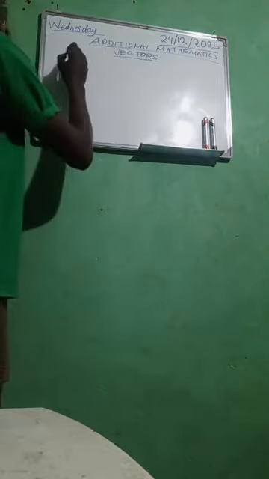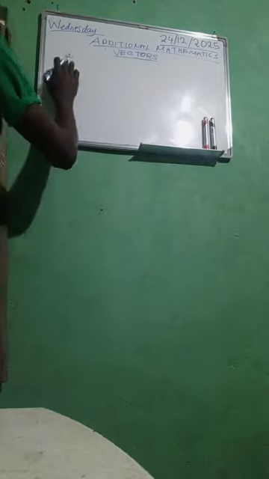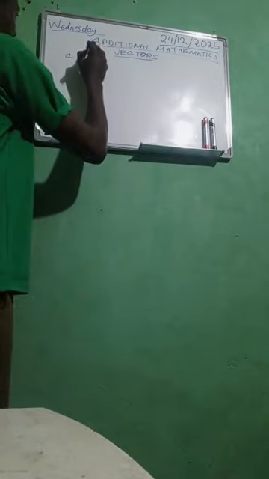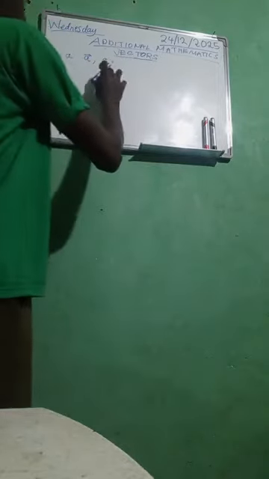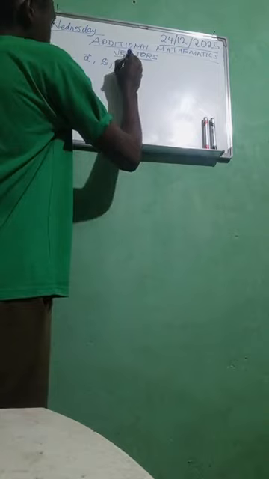Then we have notation of vectors. A vector can be denoted in the following ways. For example, we can have letter A. But for this letter A to become a vector, we can put an arrow just on top of letter A. It means letter A is now a vector. We can write it like this. We can also use the bolded format of letter A.